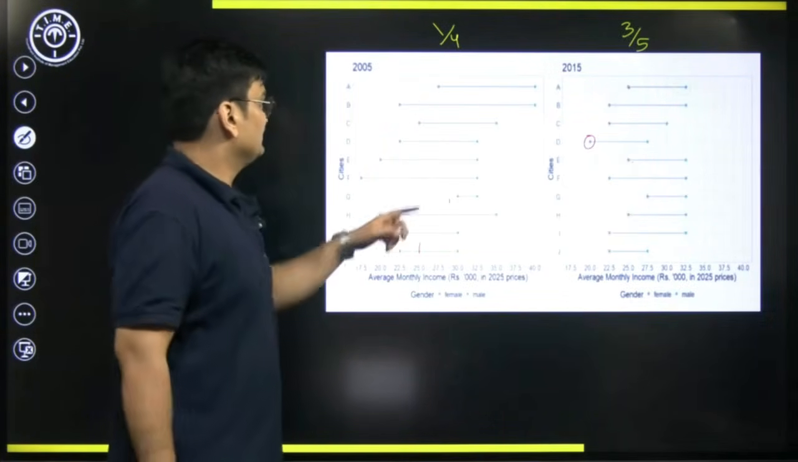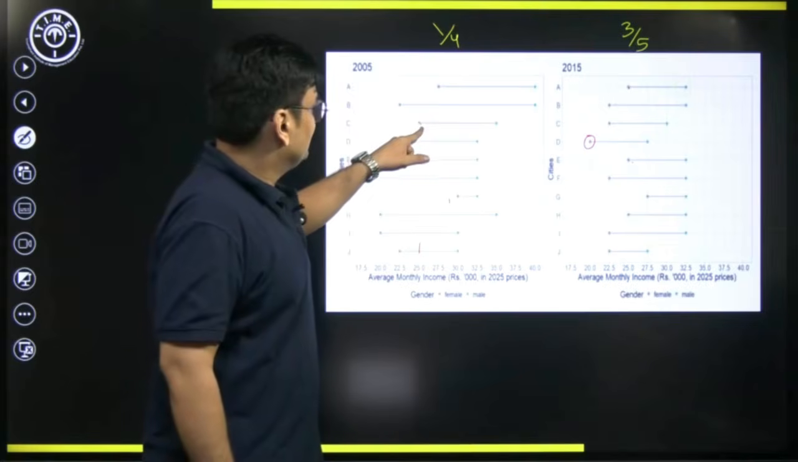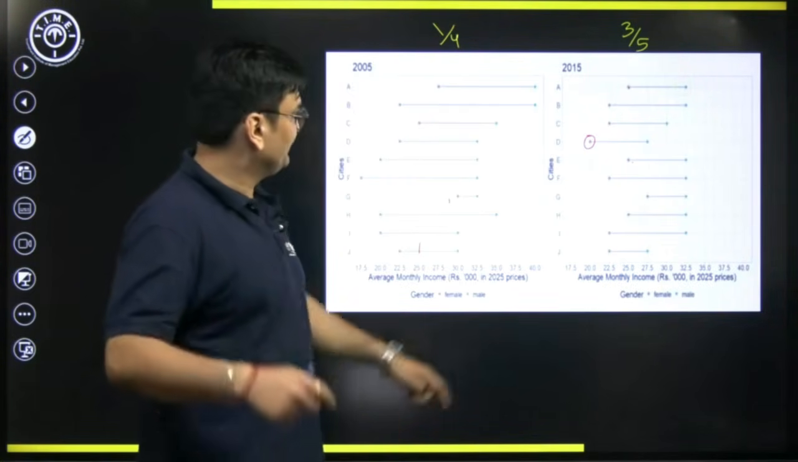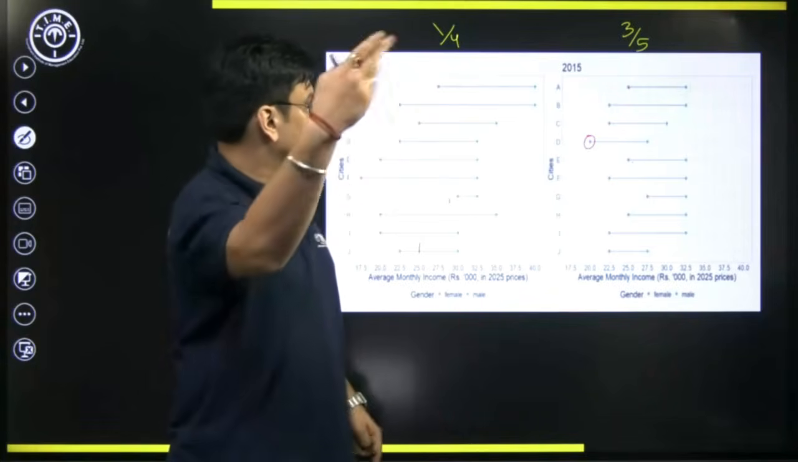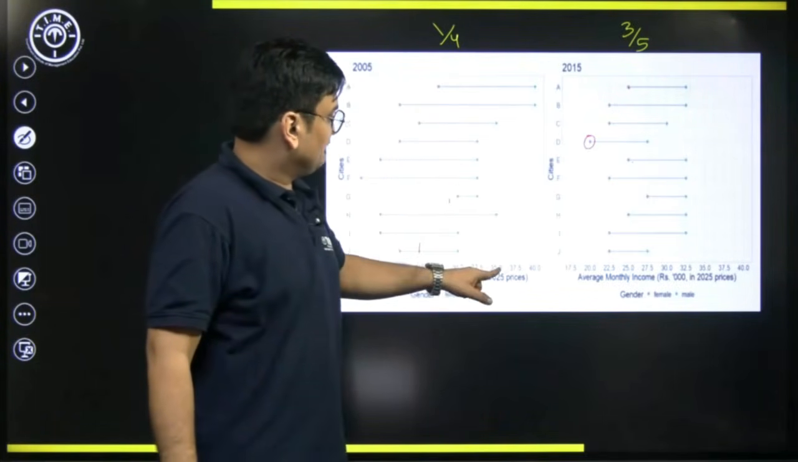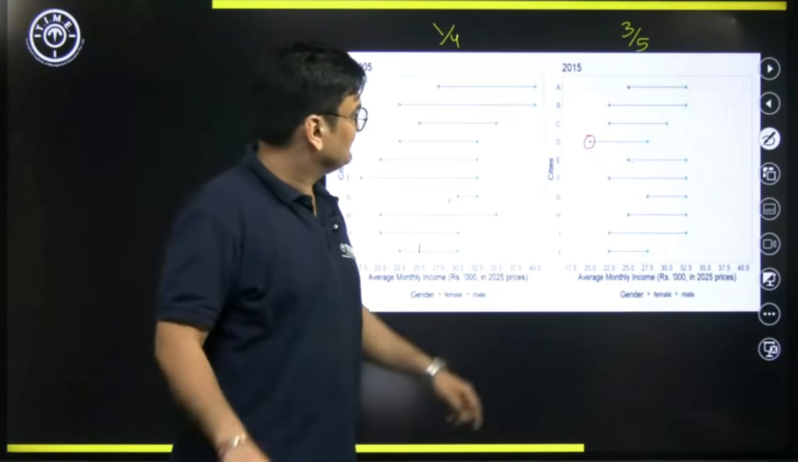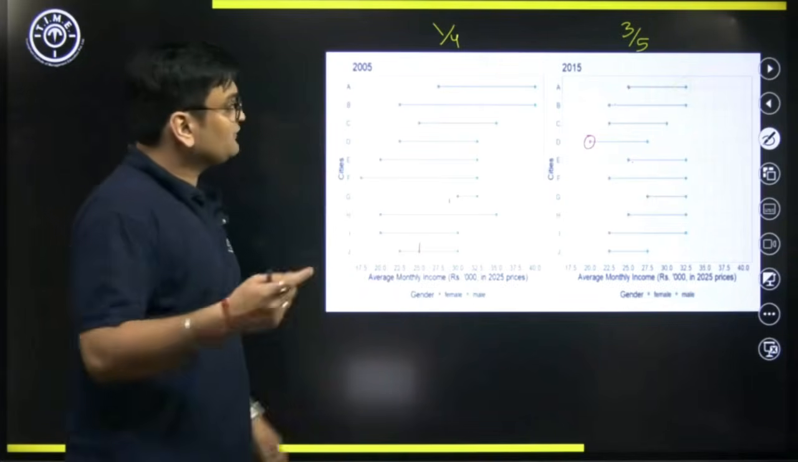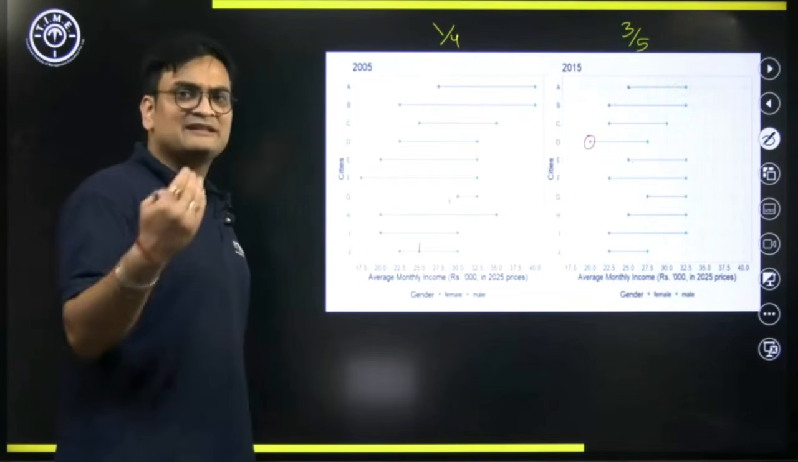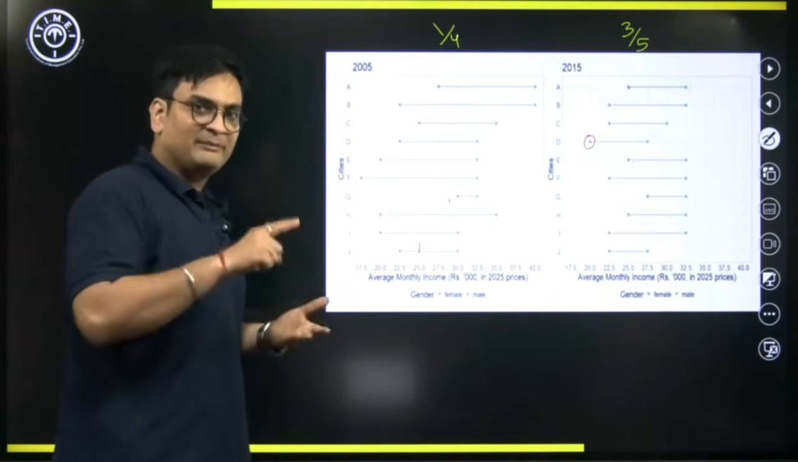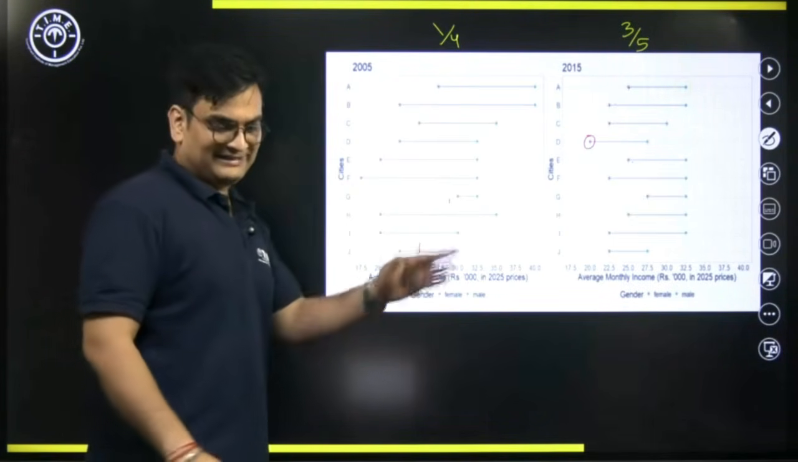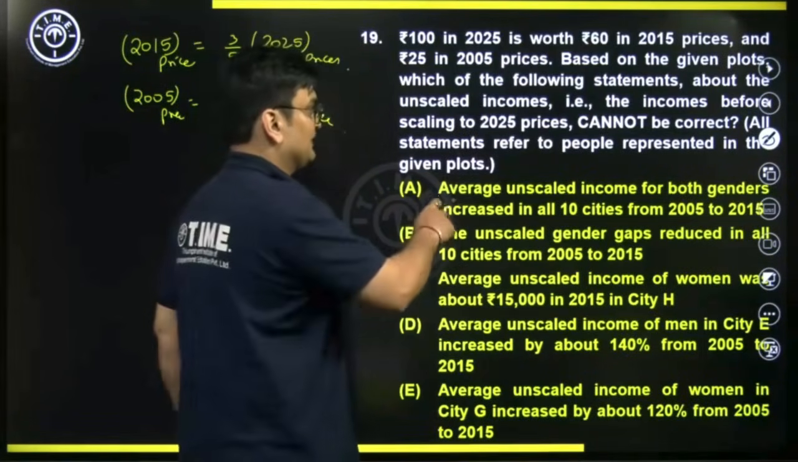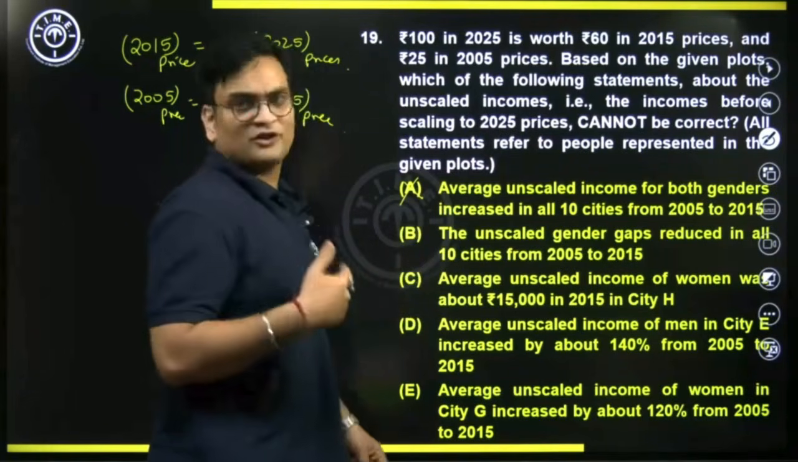So females it increased. Similarly, you can notice in city C, the average income of females is 1/4 of 25, which is 6.25. There it is 60% of that. Yes, it's higher, much higher. 1/4 of 35, it's around 9, and here it is 60% of this 30, which is 18. It's increased. So this way we may notice, when you compare the average unscaled income of males as well as females across the 10 cities, it has increased from 2005 to 15. So I say this is a correct statement, but I want the statement which is incorrect, which cannot be correct.